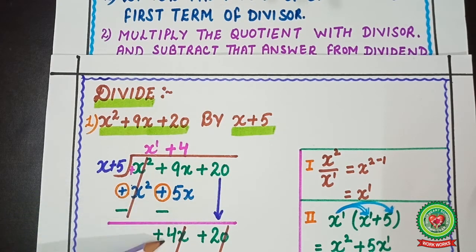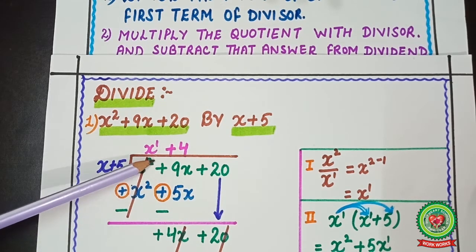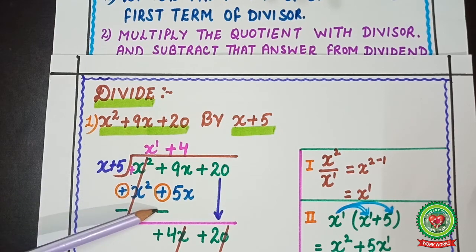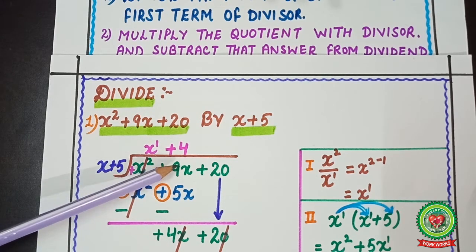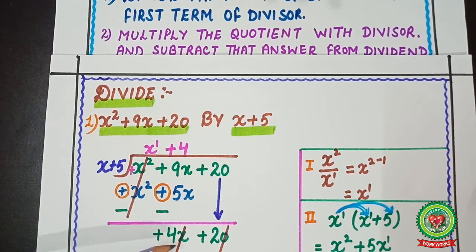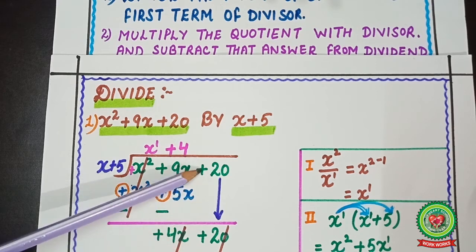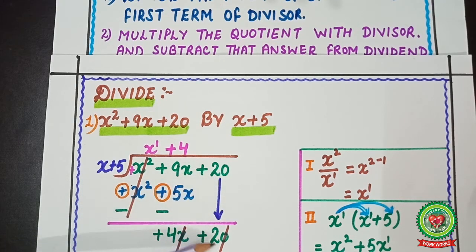So we will solve them by using the integer rule. Which integer rule will we follow here? Plus minus: take the sign of the bigger term, that is plus, and subtract the numbers. 9x minus 5x will be 4x. Right? And plus 20 you will write down here. Alright? Now we will follow the same steps and solve the question.